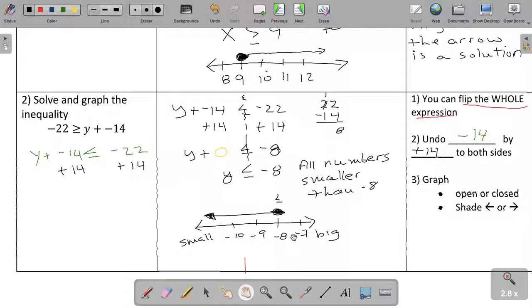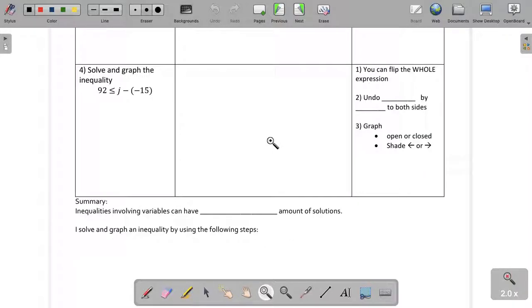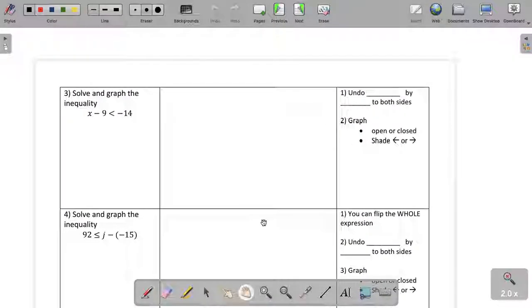Okay, let's go to the next page. Make that bigger. Maybe that's big enough this time. All right. x minus 9 less than negative 14. Again, this means less than.